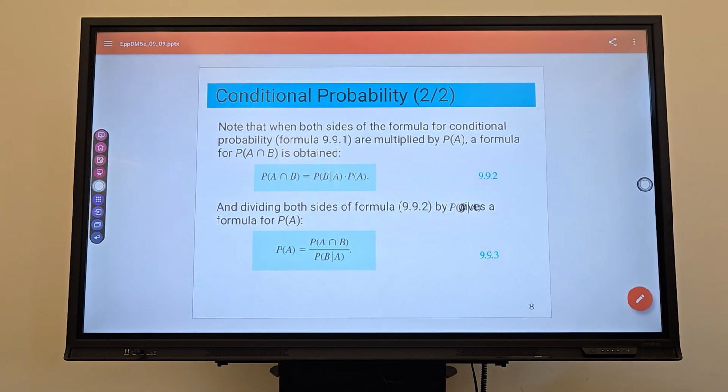Note that when both sides of the formula for conditional probability are multiplied by probability of A, the formula for probability of A intersect B is obtained. And by dividing both sides of the formula by P of B given A gives a formula for P of A.